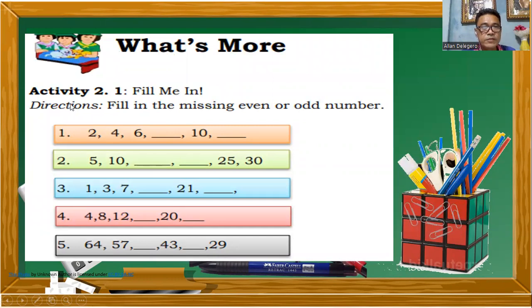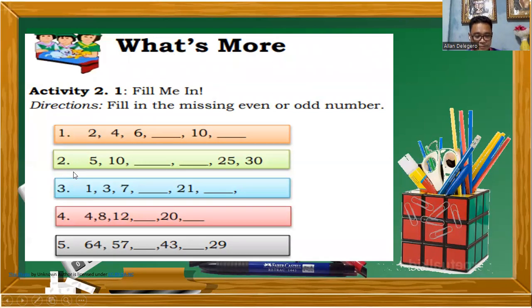Let's do activity 2. Number 1, Fill Me In. Directions: fill in the missing even or odd number. So let's start with number 1: 2, 4, 6, blank, 10, blank.